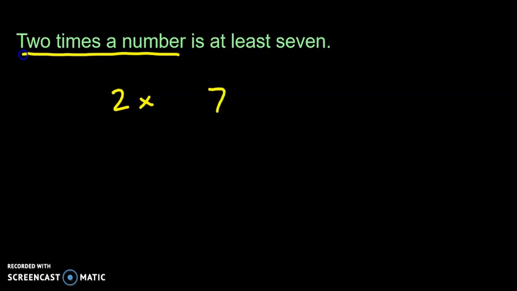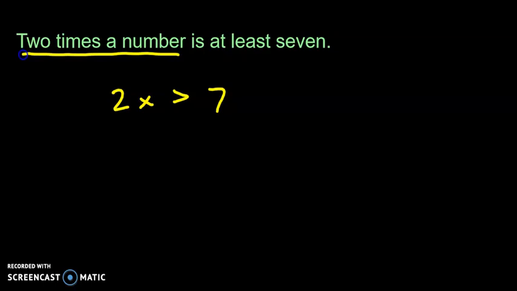2 times a number is at least 7. So I know the other side of my equation or inequality is going to be 7. If it's at least, I know it's an inequality. It's not going to be an equation. So 2x must be at least 7. So that means it's going to be greater than 7.